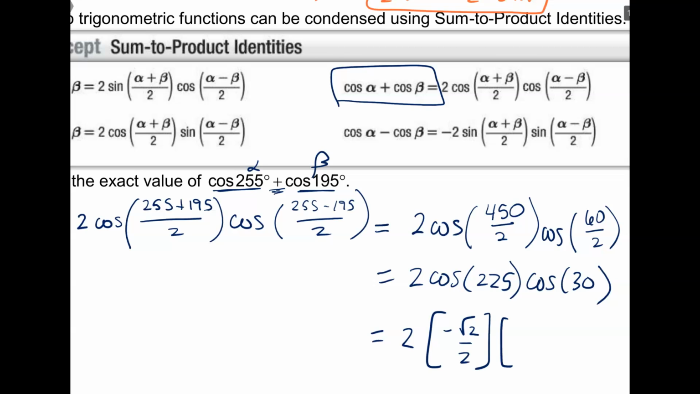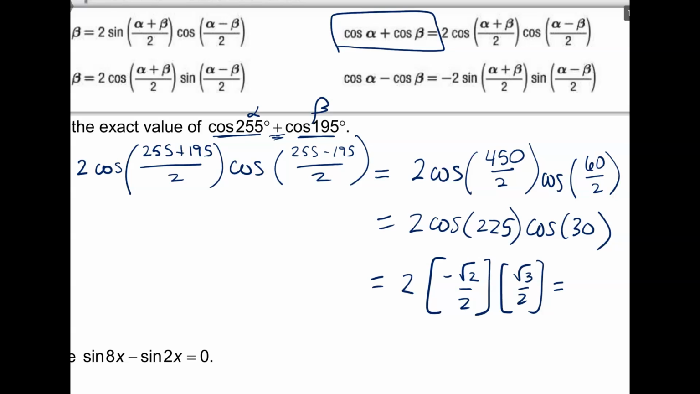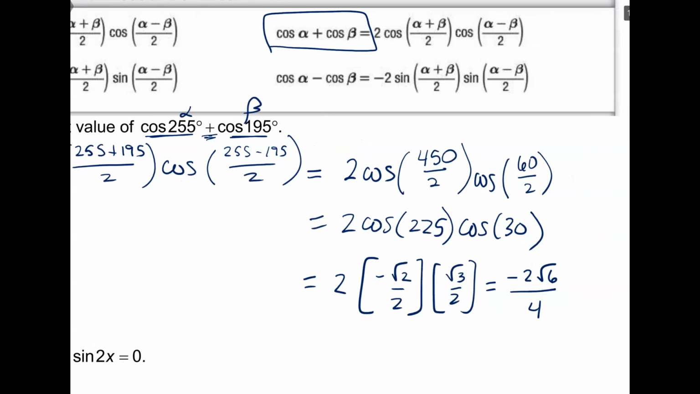And cosine 30? You know cosine 30? Root 3 over 2. All right, simplify this out. It's positive because 30 degrees is in the first quadrant. So multiply 2 times negative root 2 times root 3, which is negative 2 root 6, all over 4. So it's just going to be negative root 6 all over 2. Beautiful.